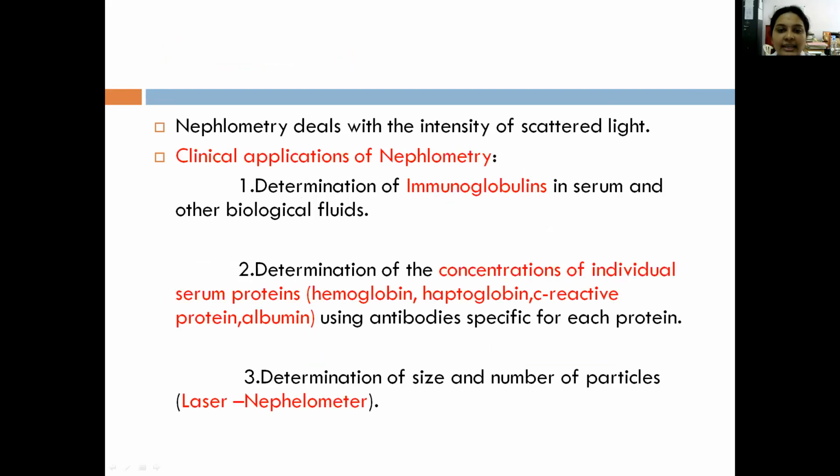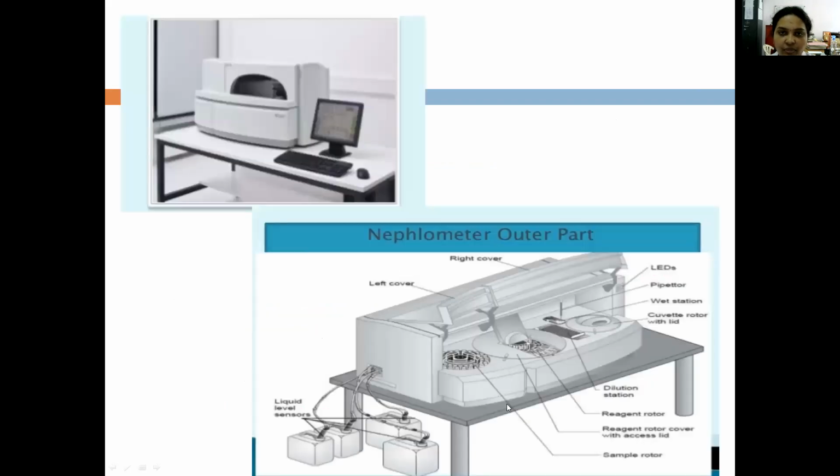So what are the clinical applications of nephelometry? This plays an important role in the determination of immunoglobulins in serum and other biological fluids, in determination of concentration of individual serum proteins like hemoglobin, haptoglobin, C-reactive protein, albumin, by using antibodies specific for each protein, and for determination of size and number of particles. So this is the nephelometer, and this is the outer part and inner part of the nephelometer.